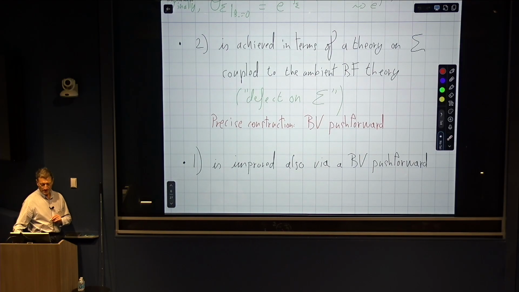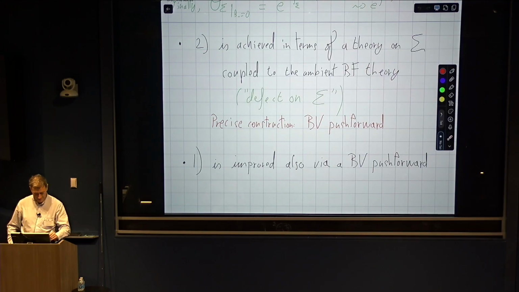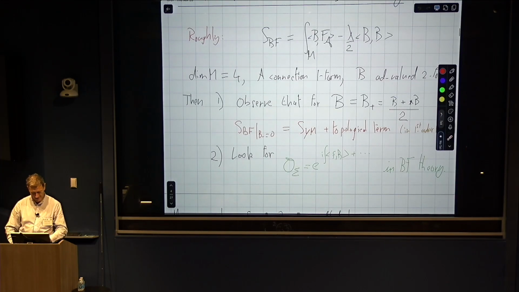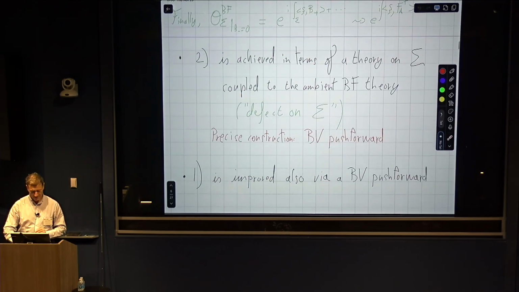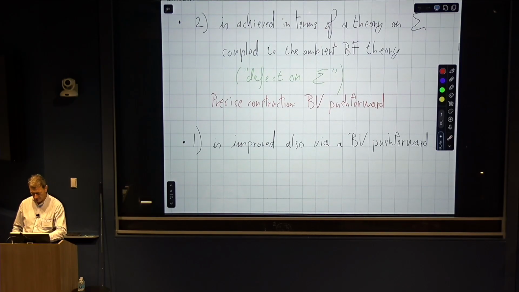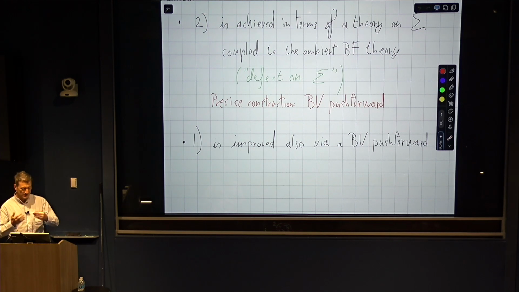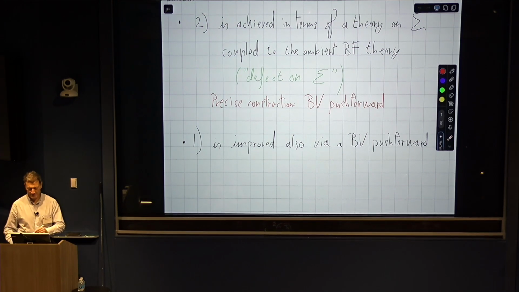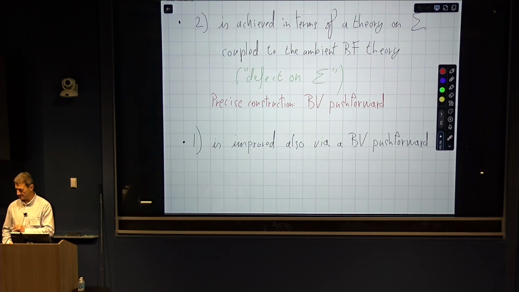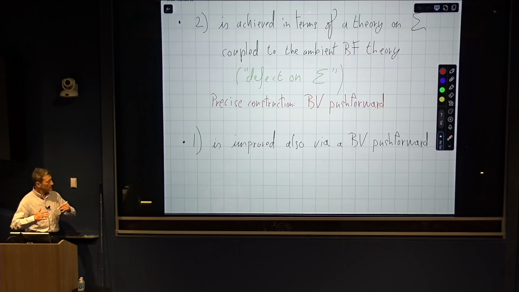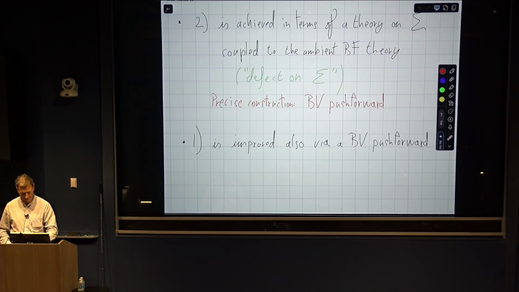Now there are two things that we wanted to do here, right? First, restrict to self-dual curvature. Second, self-dual B field. Second, construct this observable for BF theory. So point 2 is achieved in terms of coupling the BF theory to a two-dimensional field theory, actually another BF theory, defined on the two-dimensional surface. And the full construction will require the BV push forward.